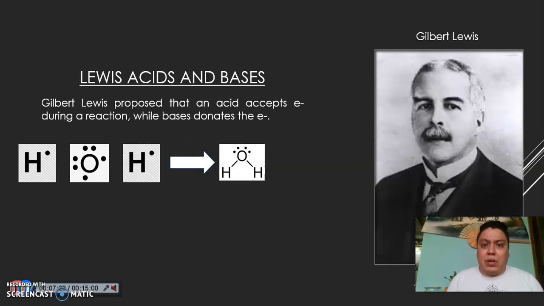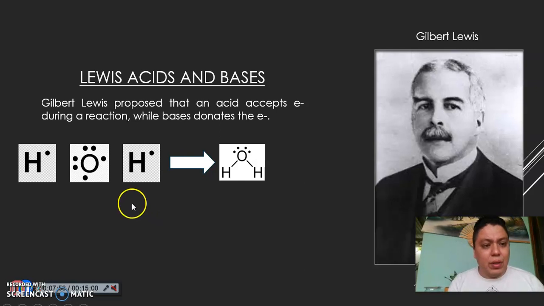Eventually, a third theory came along, which was very similar to the Bronsted-Lowry theory, but a little bit more explicit. It was the Lewis acids and bases theory. You might remember him, Gilbert Lewis, from the Lewis structure lesson. Gilbert Lewis proposed that an acid accepts electrons during a reaction, while bases donate those electrons. And that is true, in this case, for water, for example.